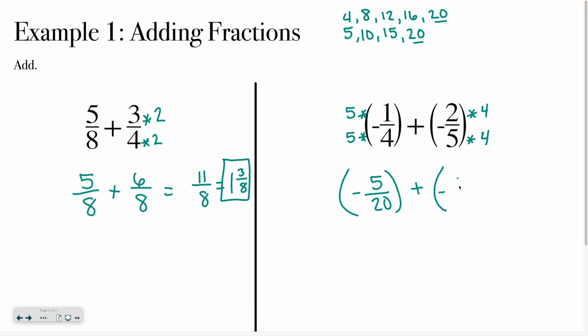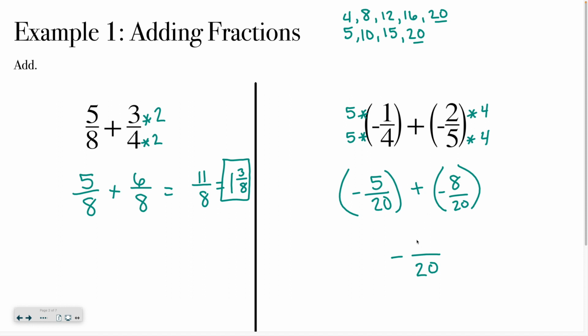2 times 4 is 8. 5 times 4 is 20. And since both of these numbers are negative, I know my final answer is going to be negative. I know the bottom number is going to be 20. And now, since I know both of them are negative, I can add like normal.